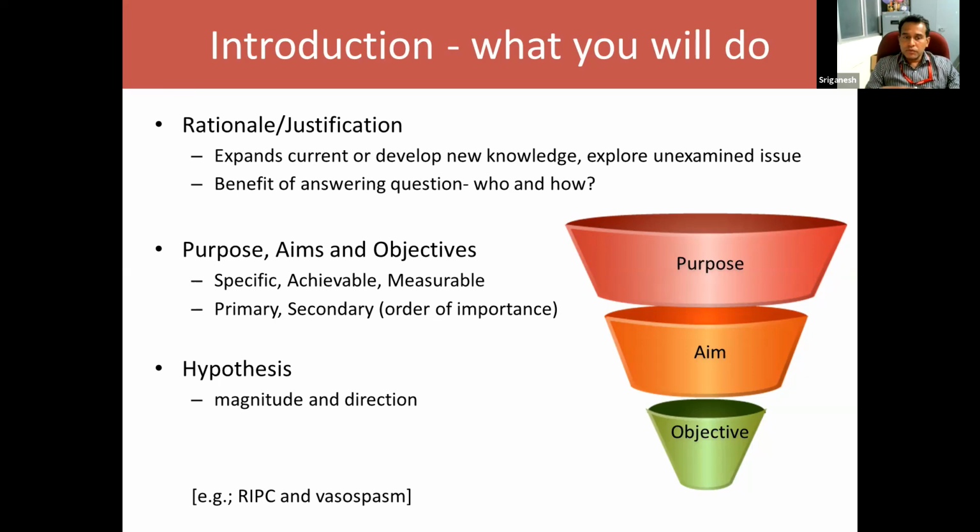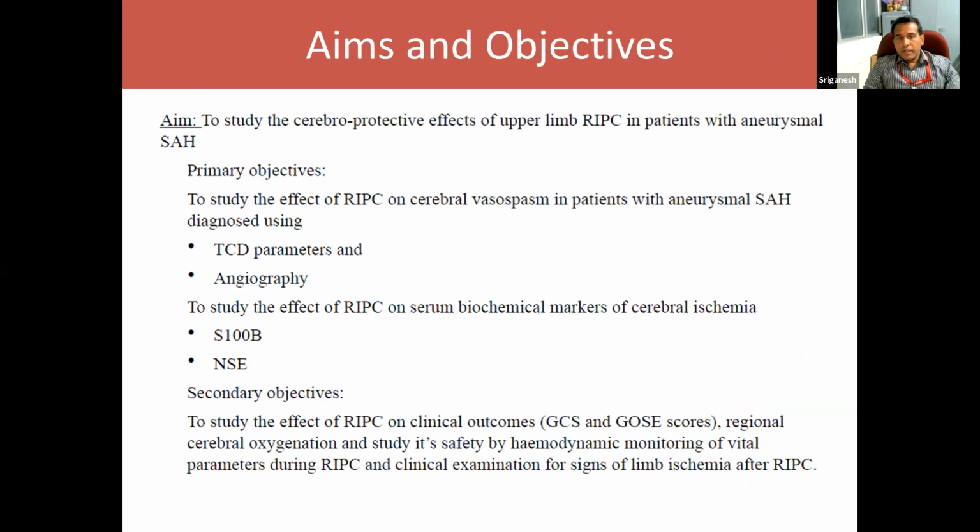And also sometimes you need to inform what is your primary objective and what is your secondary objective, depending on the order of importance. And hypothesis, if you are mentioning, like my hypothesis in this particular study would be remote ischemic preconditioning significantly reduces the incidence of vasospasm. So here I am informing both the magnitude and the direction of the impact or the outcome that I am going to study. So these are the aims and objectives of the study that was conducted by us.